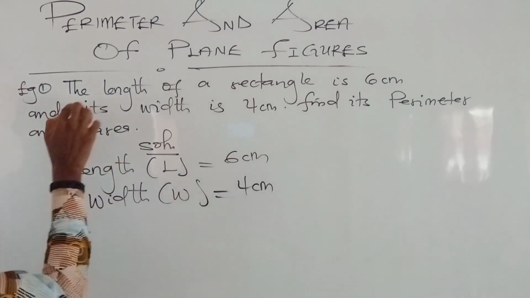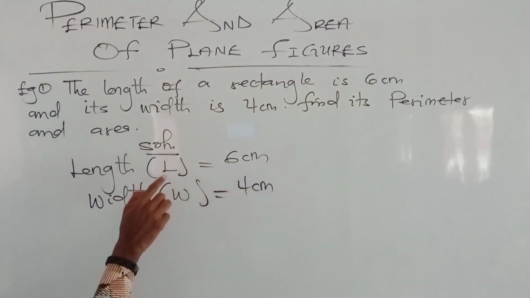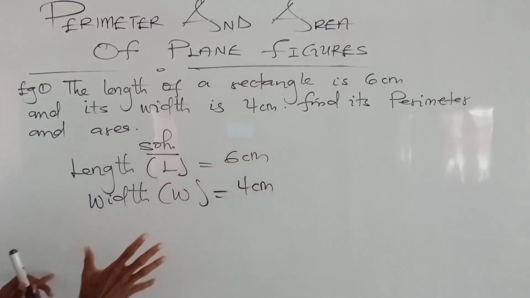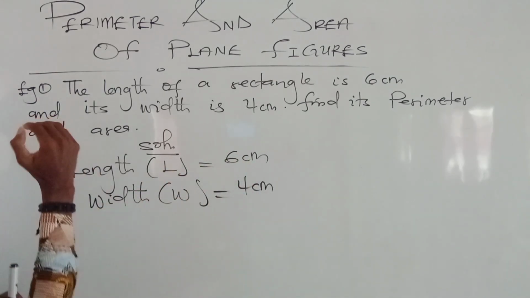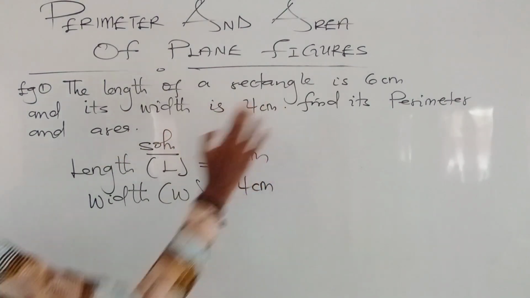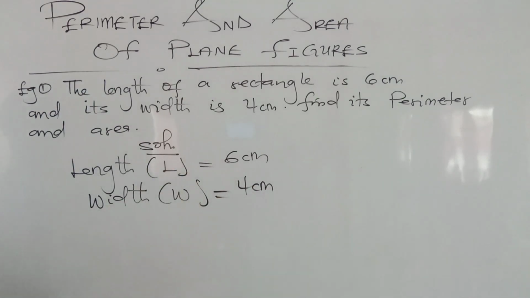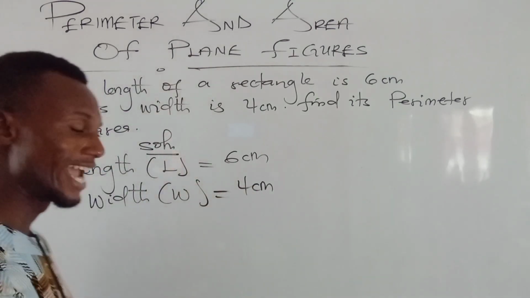It says the length of a rectangle is 6 centimeters. So my length in bracket L equals 6 centimeters. I write it down and say that its weight, so you write the weight down. Weight in bracket W equals 4 centimeters. It says find its perimeter and area.